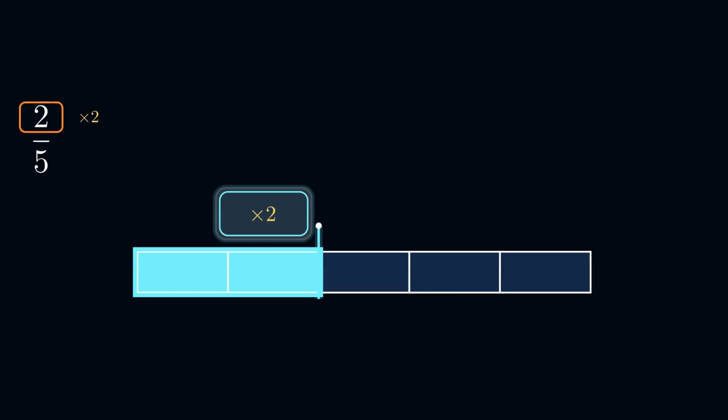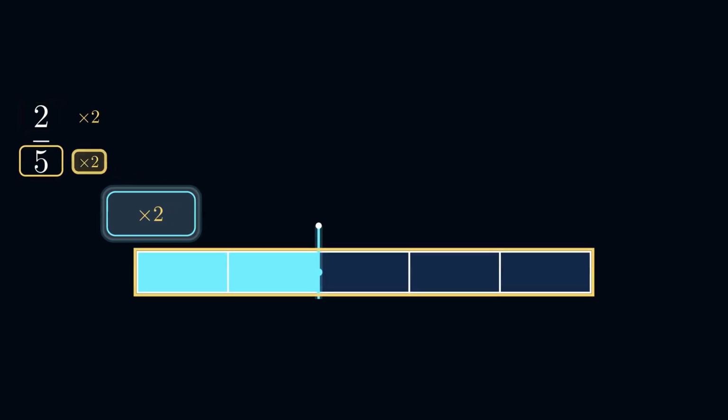Now we begin equivalent fractions. We start with 2/5. The bar has 5 equal parts. 2 of those parts are shaded. A scale factor appears. Times 2. The numerator is multiplied by 2. The denominator is multiplied by 2. So 2 becomes 4. 5 becomes 10.